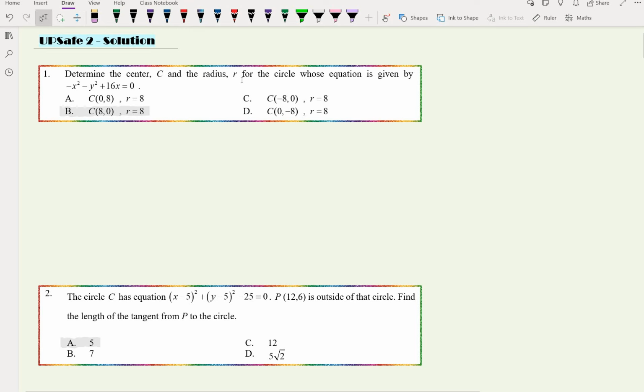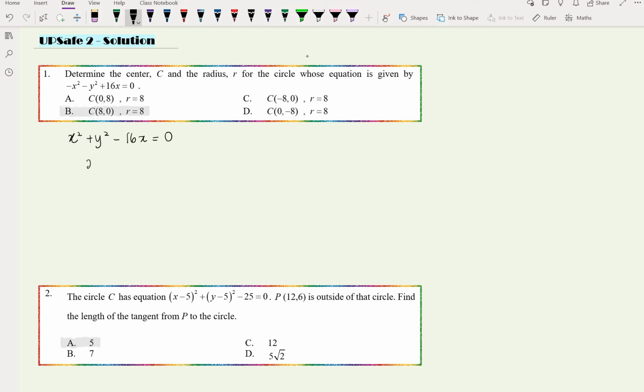Okay, so the first question is from chapter 4 yang mana kita ada soalannya minta kita determine center and radius for the circle whose equation is given by negative x square minus y square plus 16x is equal to 0. So from here, apa yang you perlu buat adalah just susun balik, multiply the whole equation with negative 1. So kita akan dapat x square plus y square minus 16x is equal to 0.